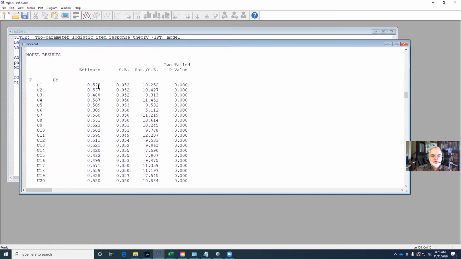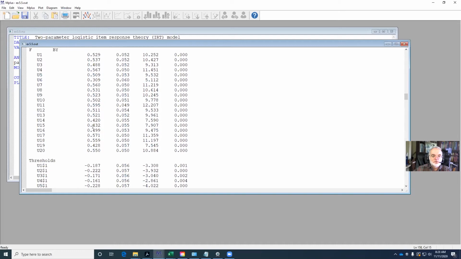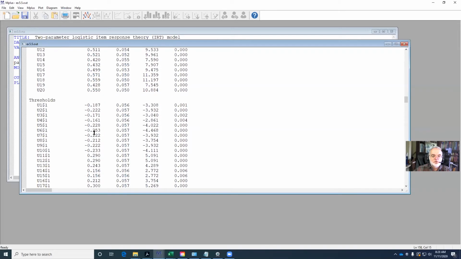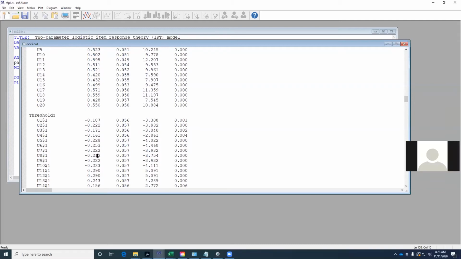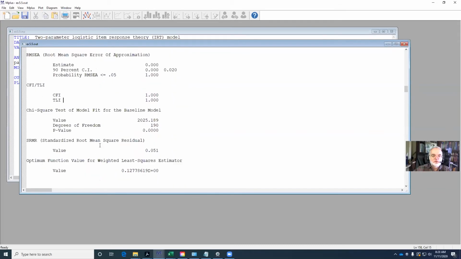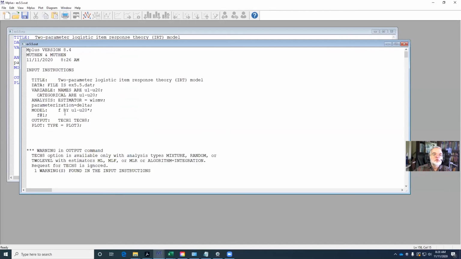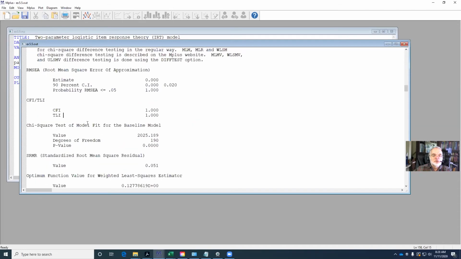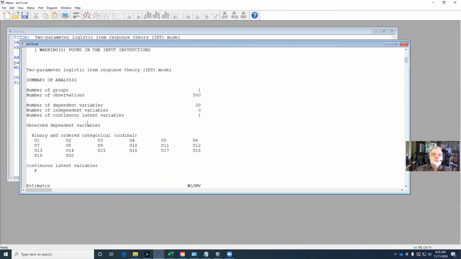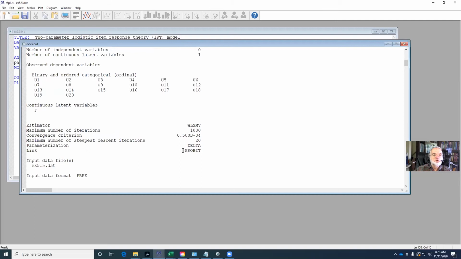And downstairs, we have our loadings. So here's all of our factor loadings. And downstairs, here are all of our thresholds. Well, as I say upstairs here, I'm using a logit link function. And where did we have that little bit of information? I'm sorry, we're doing a probit link function. It's normal.